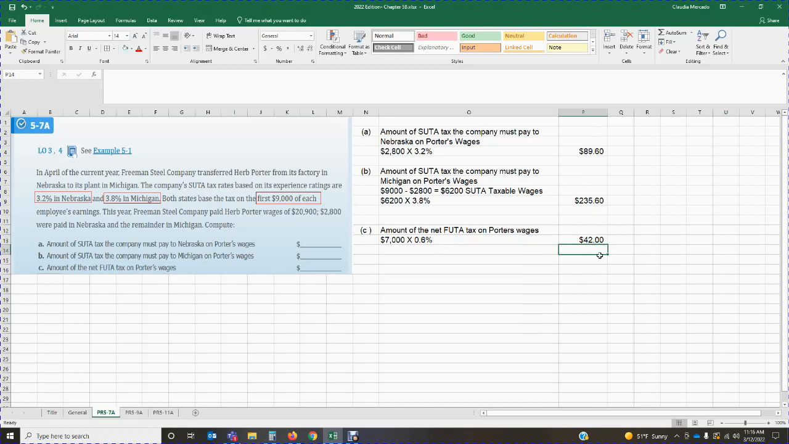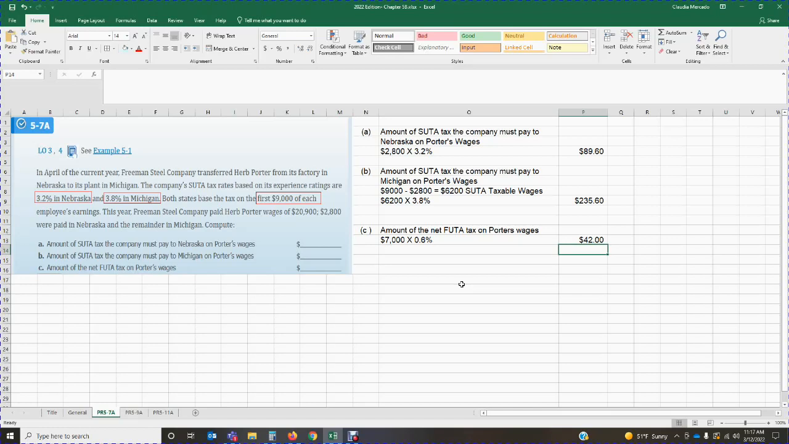So these are the three requirements in the problem: the SUTA taxes in Nebraska, the SUTA taxes in Michigan, and the FUTA taxes for that specific employee. These taxes are at an employee-by-employee level. It's not on a group, it's not on the total. It's every employee we have to analyze. How much has each employee earned?